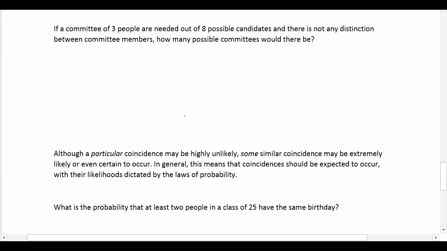Okay, if a committee of 3 people is needed out of 8 possible candidates and there's not any distinction between committee members, how many possible committees would there be? So I've got a combination of 8 people, 3 at a time. So that's 8 factorial over 8 minus 3 factorial times 3 factorial. Okay, so this is 8 factorial over 5 factorial, 3 factorial.